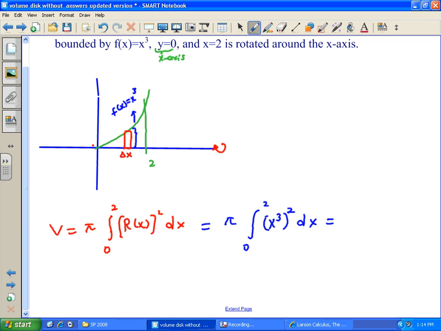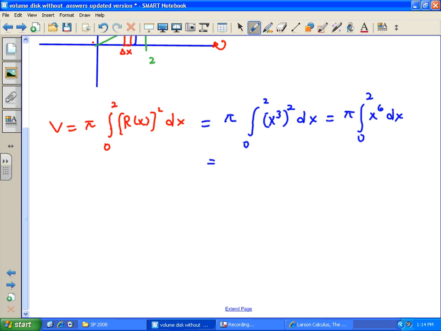So that's how we set it up. No hole in the region, nothing to subtract, right? So it will be pi times the integral of, how do I simplify this? Power of a power, right? We multiply the powers. Now let's integrate it, and let's plug in the numbers to see what we're getting.